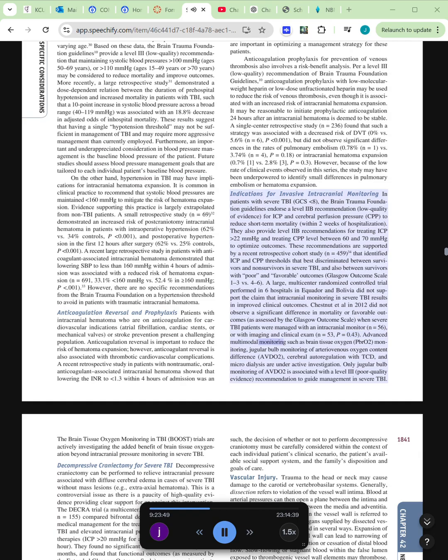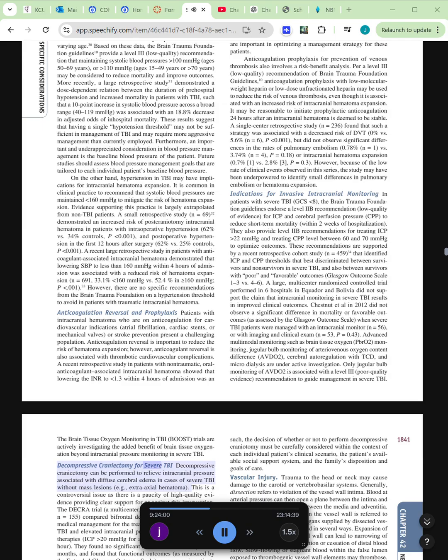Advanced multimodal monitoring, such as brain tissue oxygen (PbtO2) monitoring, jugular bulb monitoring of arteriovenous oxygen content difference (AVDO2), cerebral autoregulation with TCD, and microdialysis are under active investigation. Only jugular bulb monitoring of AVDO2 is associated with a level 3 poor quality evidence recommendation to guide management in severe TBI. The brain tissue oxygen monitoring and TBI boost trials are actively investigating the added benefit of brain tissue oxygenation beyond intracranial pressure monitoring in severe TBI.